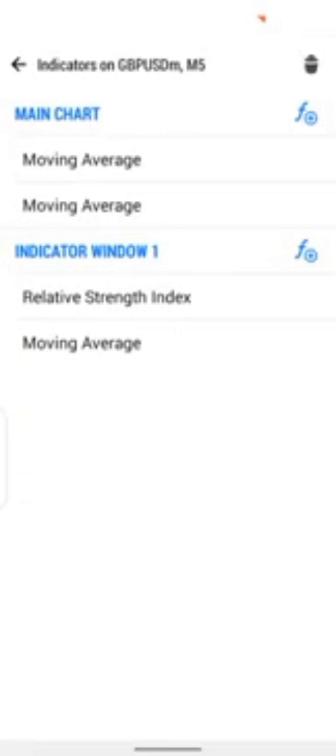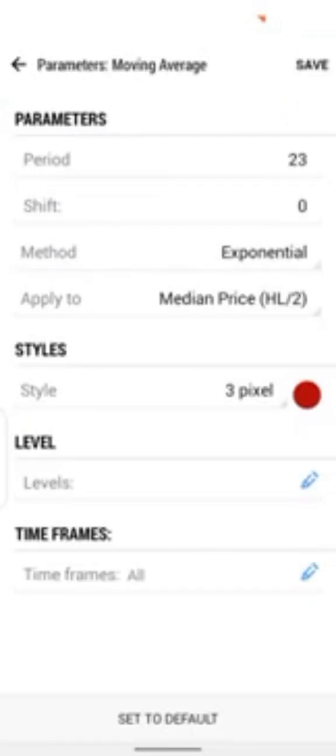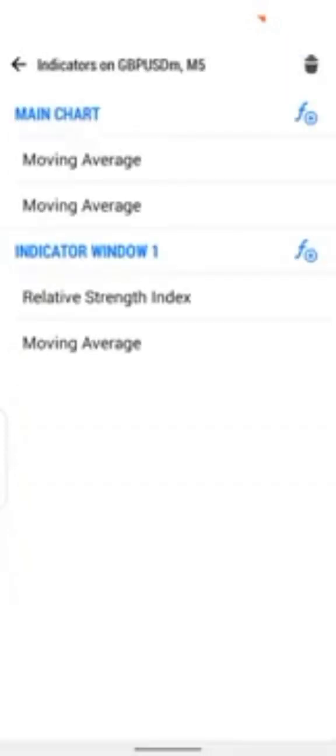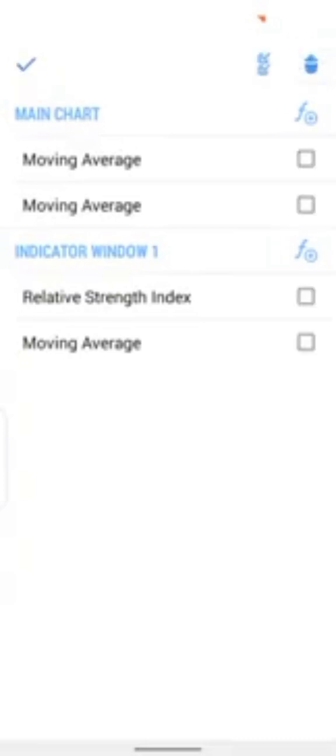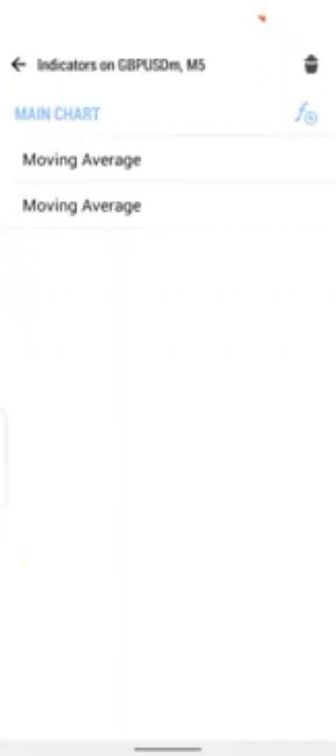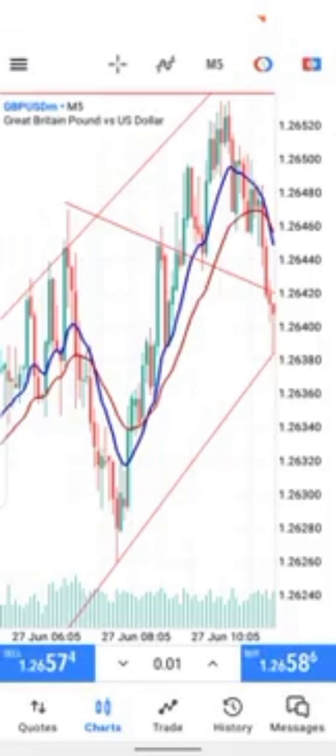For the second moving average, the period has to be 23, then the shift should be at 0, then the method should be exponential, then the applied to has to be the median price, then the style has to be 3 pixel, then the level is not required, then you have to save it. Then let me delete this one. Then you have to go to your charts.